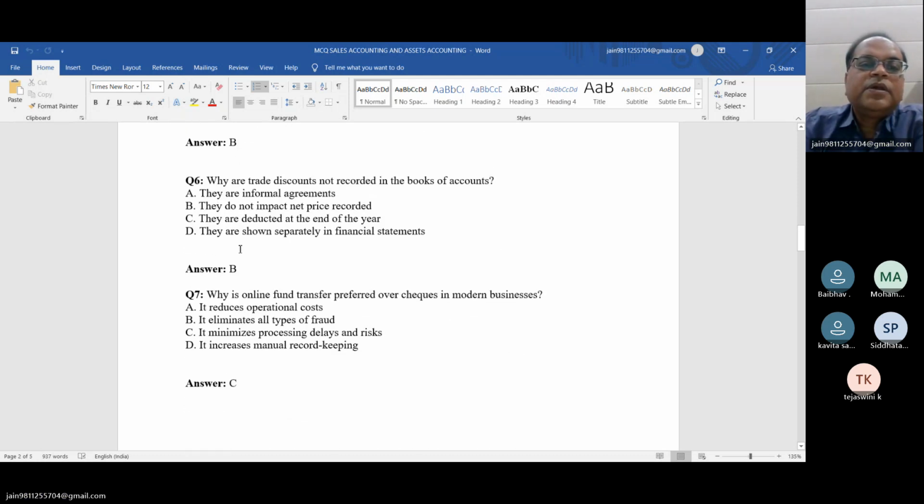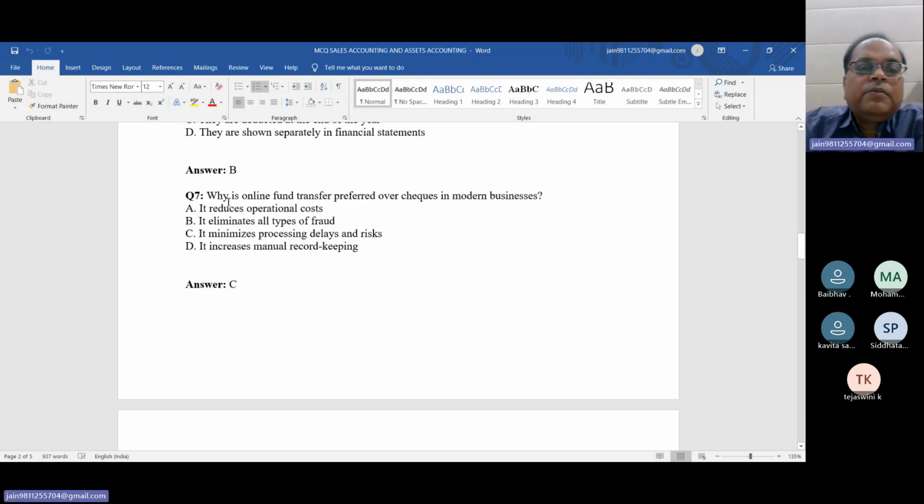Next. Trade discounts are not recorded in the books of account. They are an informal agreement. They do not impact the net price recorded. They are discounted at the end of the year and shown separately in the financial statement. No, so the correct answer is B. They should not impact the net price.